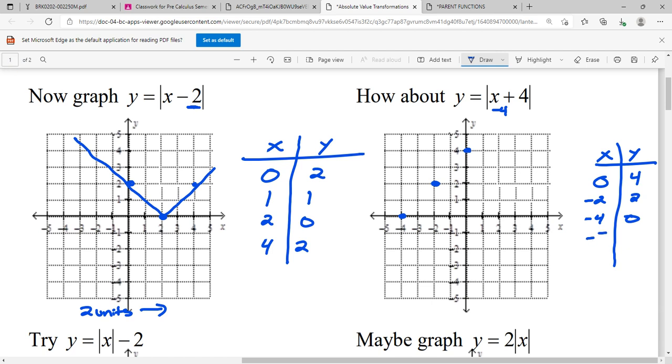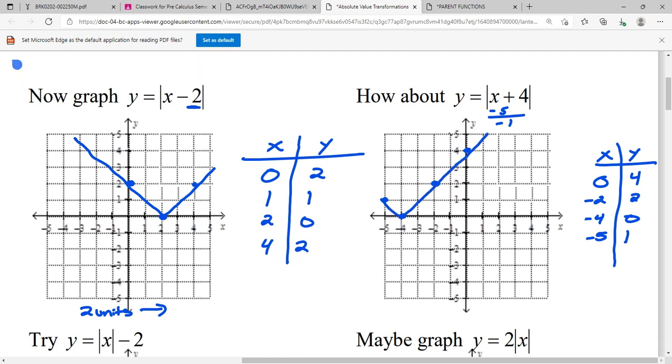Let's try negative 5, just to figure out where that goes. Negative 5 plus 4 would be negative 1, and then we take the negative off because it's inside the absolute value, so that would just be 1. That would be right there. So here is the graph to that one. And it has just been shifted this way, right? It's that same V shape. We just moved it to the left four units.